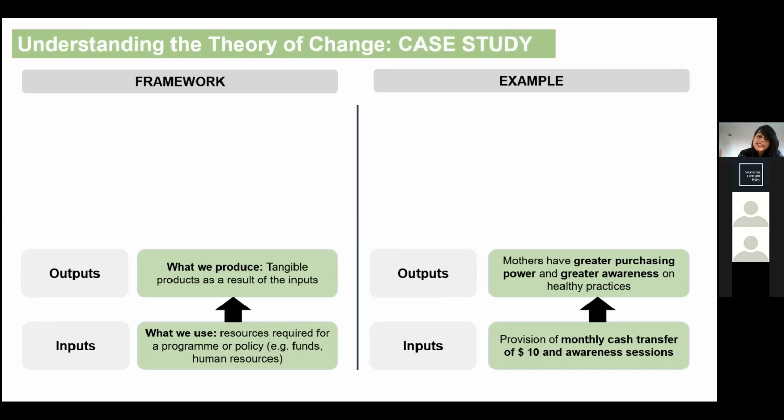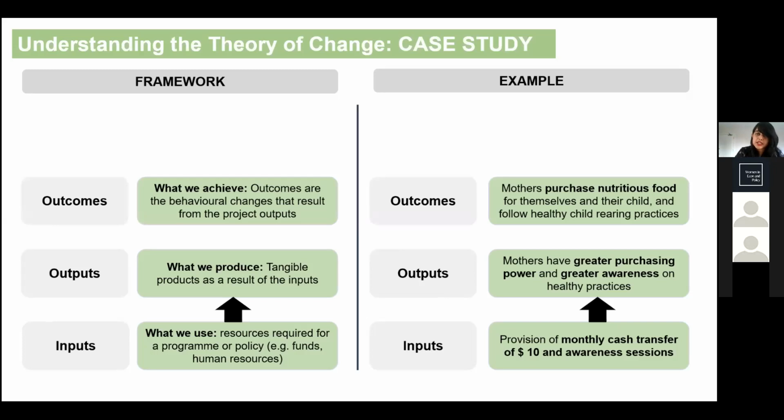They are utilizing those learnings from the SBCC sessions and using that cash transfer to spend on healthy and nutritionally diverse food. That is the outcome. That is the behavior change we're talking about. So mothers purchase nutritious food for themselves and their child and follow healthy child rearing practices. Absolutely. There is a behavior change aspect, because if you differentiate, the output is simply that they've got the money or they've got the awareness, but are they utilizing it? That's the output. Yeah. Finally, what is the impact?